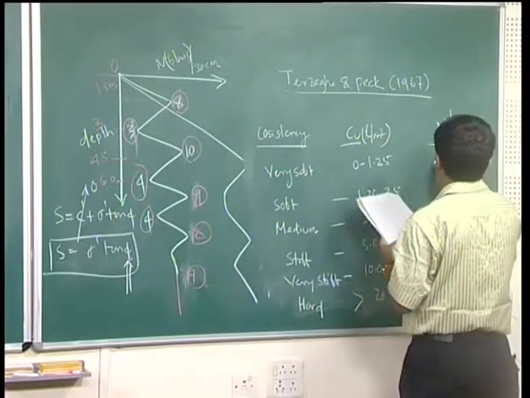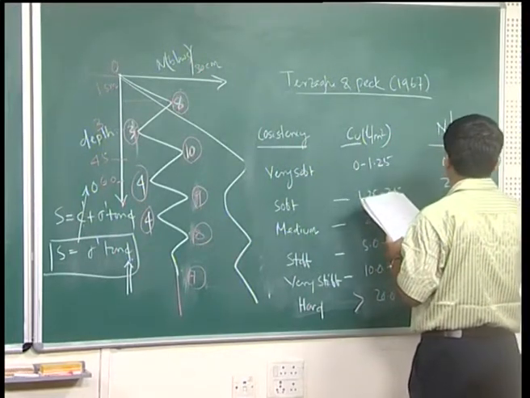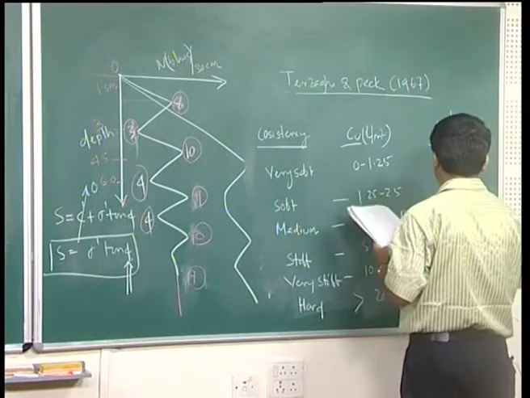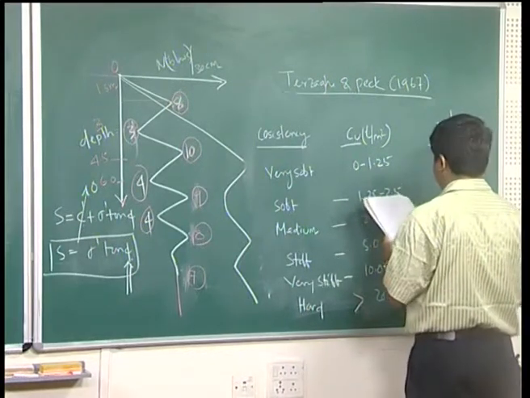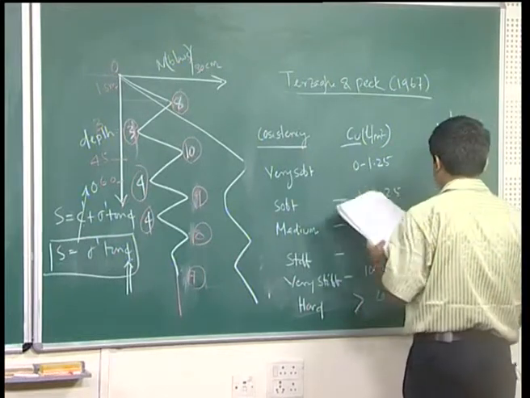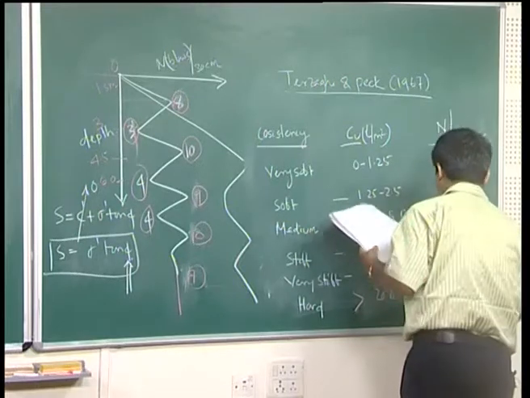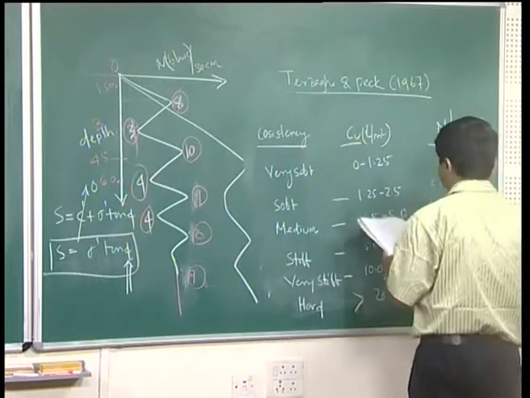So, the number of blows will be 0 to 2, 2 to 4, 4 to 8, 8 to 16, 16 to 32, and here it is greater than 32.